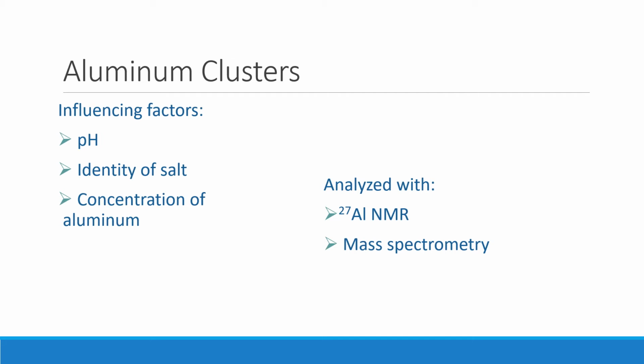Aluminum-27 NMR is an instrumentation technique that uses radiofrequency spectroscopy to make a spectrum of different peaks at different frequencies corresponding to the different aluminum atoms. This helps to determine the identity of the structure. However, one issue is that it cannot identify highly symmetric molecules.